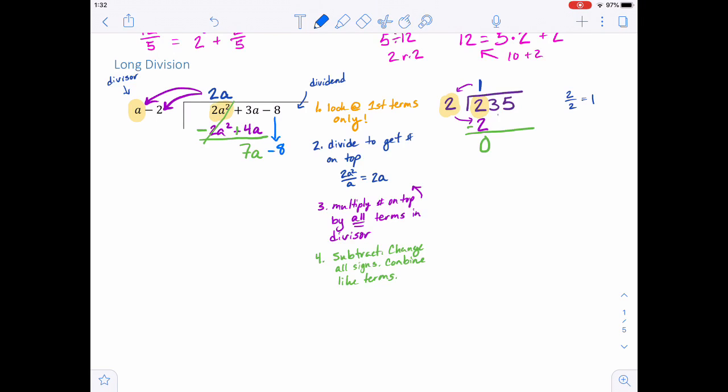Then what we're going to do is pull everybody down. We also do that here. Normally we just pull down the next one. For polynomials, I would recommend pulling them all down because sometimes it's easy to get lost with terms. So I find it helpful to pull everybody down. So we pull down new terms. Pull down other terms.